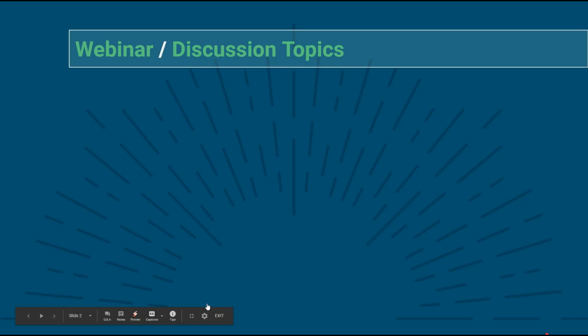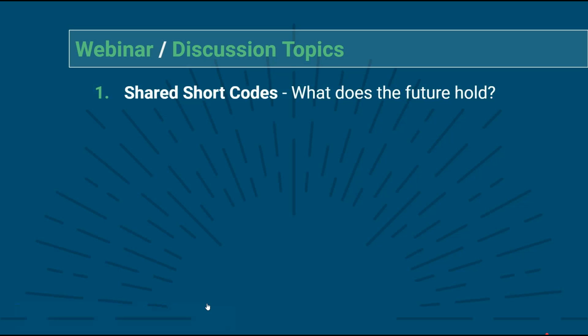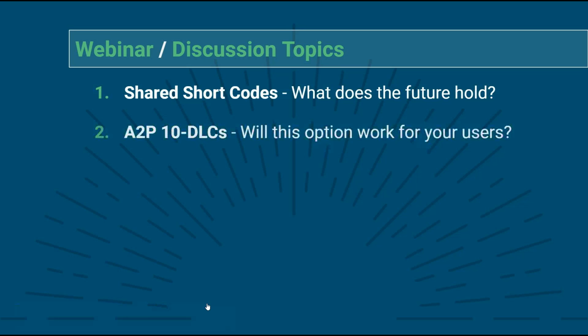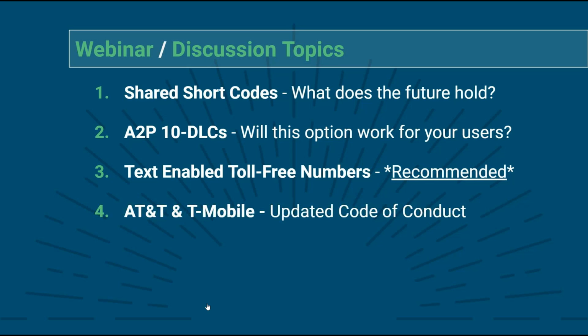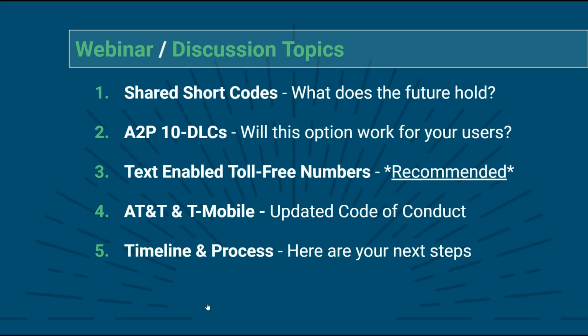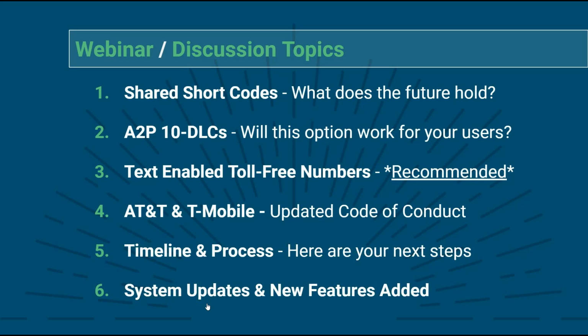We will be covering a few topics on today's call. We're going to talk about shared short codes and what the future holds for these codes. We're going to talk about A2P 10DLCs and whether this option will work for your users. Then we'll talk about text-enabled toll-free numbers, which we personally recommend. We'll go through some brief code of conduct updates with regards to AT&T and T-Mobile. And then we'll talk about timeline and process. What are your next steps? As well as some system updates and new features added.